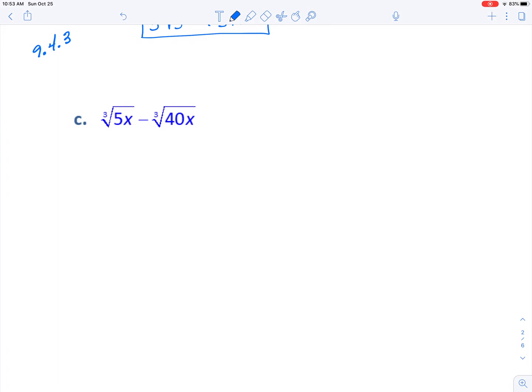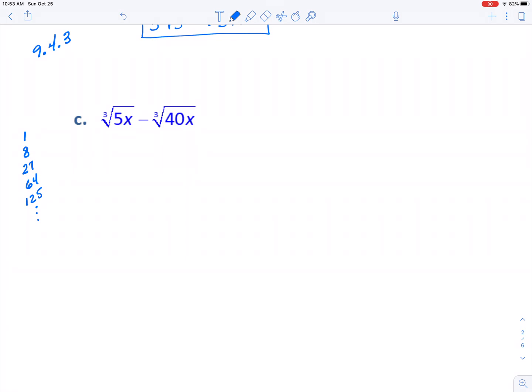So I need to think through my perfect cubes. 1 cubed is 1, 2 cubed is 8, 3 cubed is 27, 4 cubed is 64, 5 cubed is 125, and so forth. So there's a little quick list of perfect cubes.